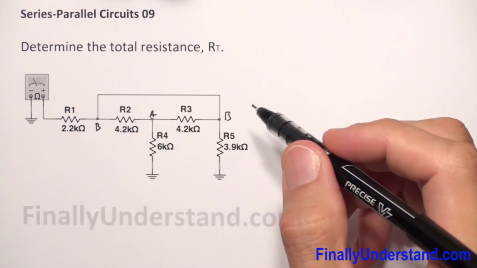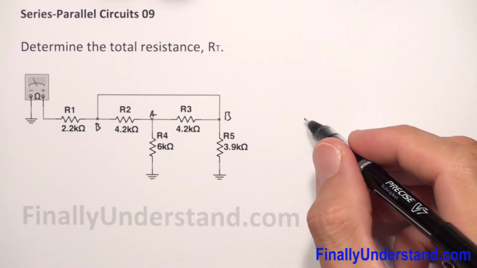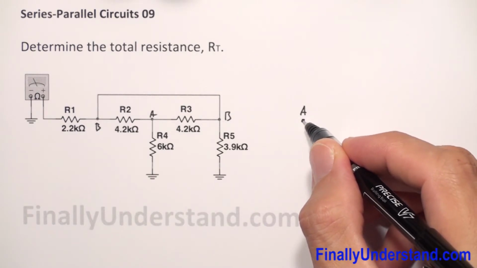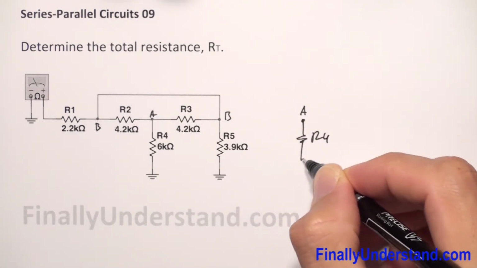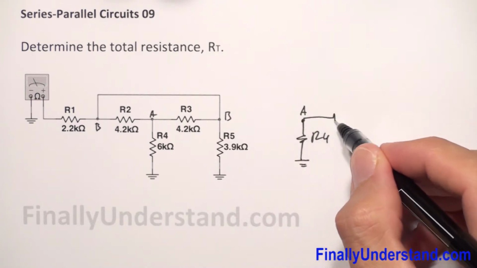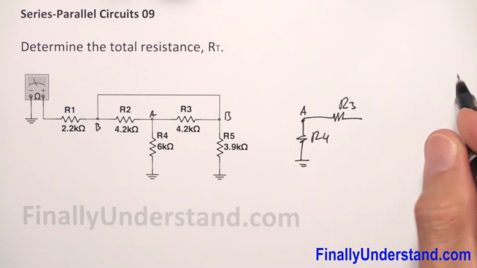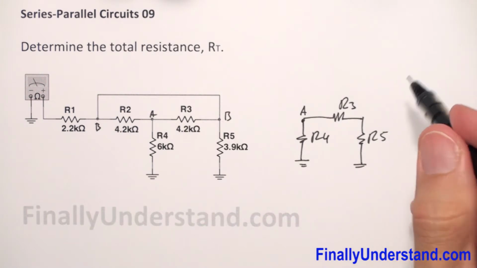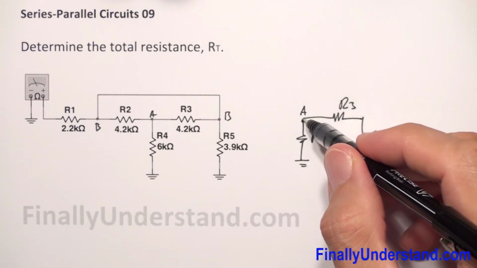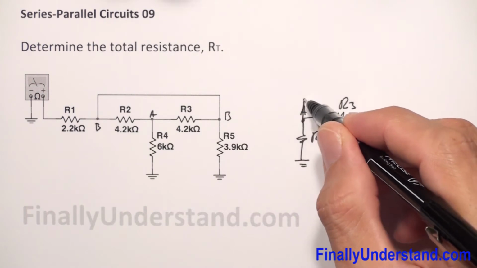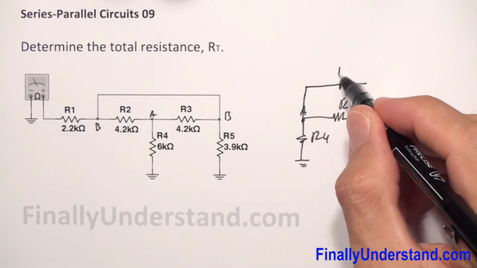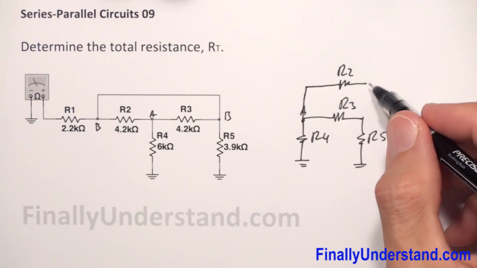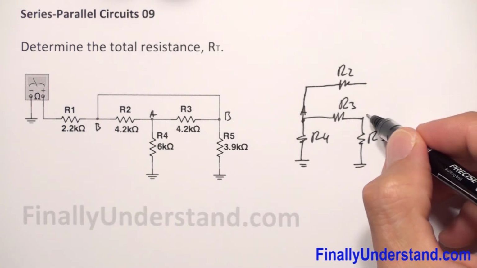right? So if I'm going to draw something like this, we have point A, and this is my resistor R4 over here. And I have my resistor R3 over here. I have my resistor R5 over here. Point A is connected with resistor R2, and the other side of R2 is connected with point B, and this is my point B.